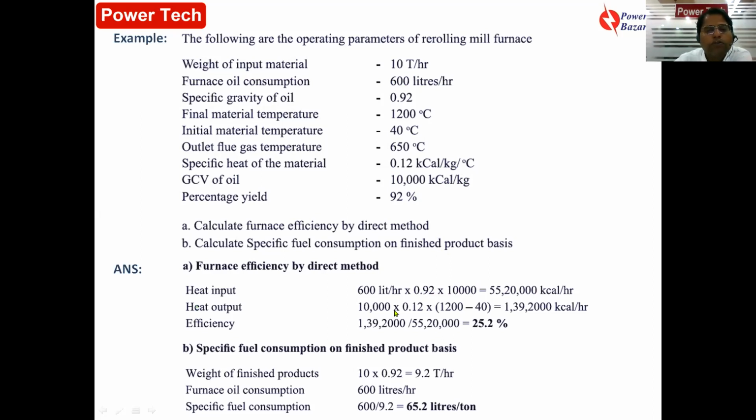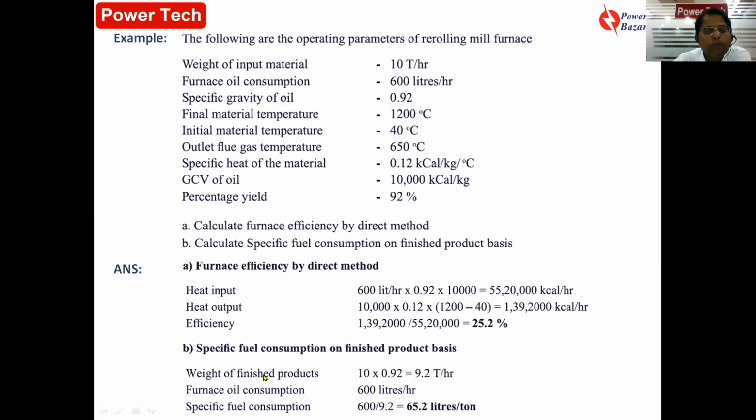Now, what is the heat output? Delta T is 1200 minus 40. The mass is 10 ton, so 10 into 1000 is 10,000 kg. The specific heat is 0.12. So this much heat goes out along with the product. This is the heat being taken by the product itself. The input heat is 5,520,000 kilocalories per hour. So what is the furnace efficiency? It will be this divided by this, which becomes 25.2%.